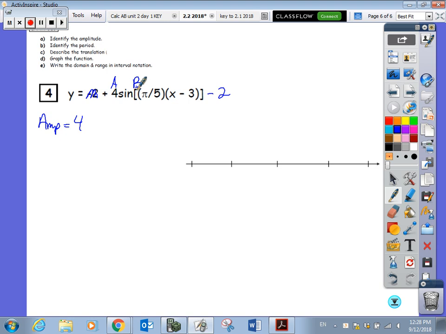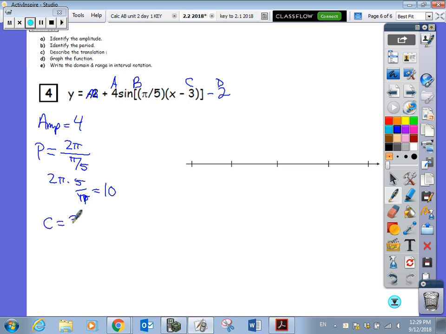Our B, C, and D. Period: there's no degree symbol, and you see this pi, that should tip you off also. We know it's going to be 2 pi over pi over 5. So the question earlier, can the pi's cancel? Absolutely they can, as they will in this one. So our period is just 10. Don't put the pi on it because it's radians. Just 10. Pi divided by pi is 1.